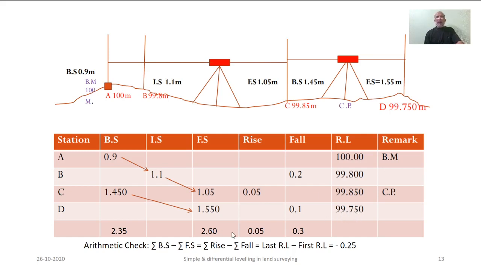Now, the way we discussed arithmetical checks, summation of backsight minus summation of foresight, summation of rise minus summation of falls should be equal to last RL minus first RL, and here the computation shows the value is minus 0.25. Hence, all the calculations that we have performed are correct.